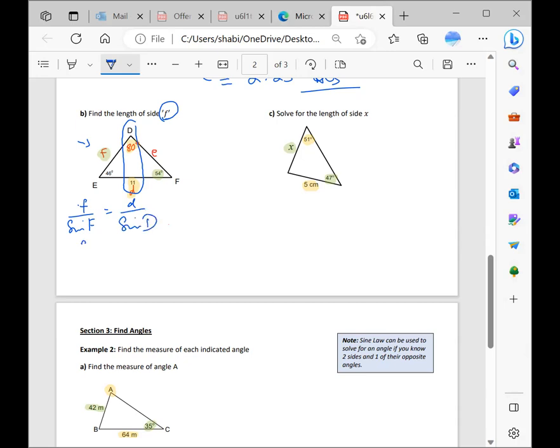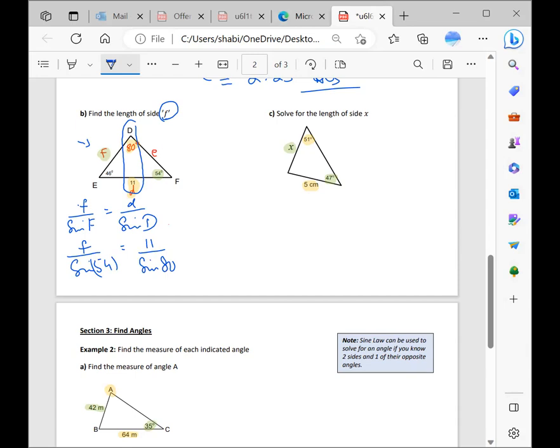Now I don't have my smaller f, so I'm going to write it as it is because I have to find it out. But I have my angle at F, which is 54. So sine 54 here equals, my side d is actually 11, and the angle at capital D is this one, 80.